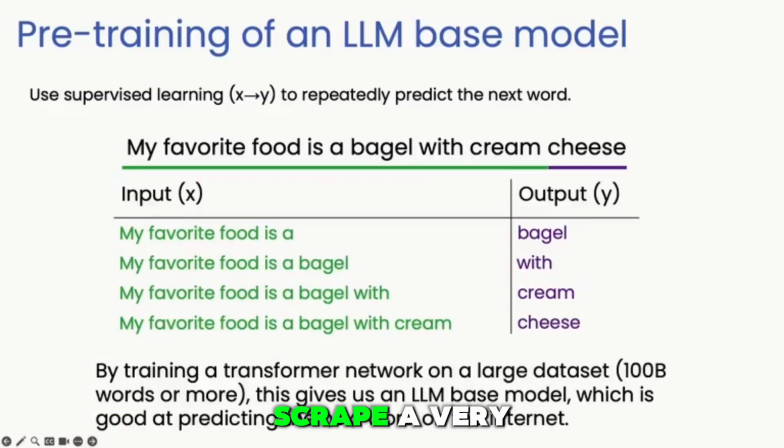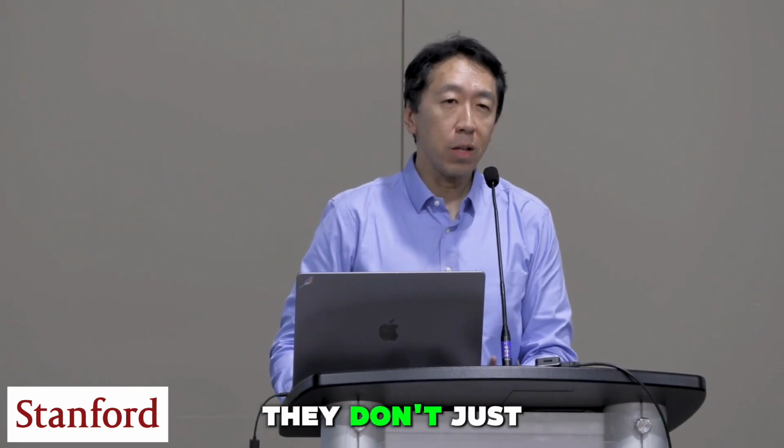"My favorite food is a bagel," the next word is "with," and after "favorite is bagel with" comes "cream," and so on. And when you scrape a very large data set off the internet and other sources, 100 billion or sometimes more than 1 trillion words, and create a data set like this and train a neural network, then this gives you an LLM-based model, which can be very good at predicting the next word on the internet. Right? Now, when you use ChatGPT or Bard or Bing Chat or other products, they don't just predict the next word, they learn to follow instructions.